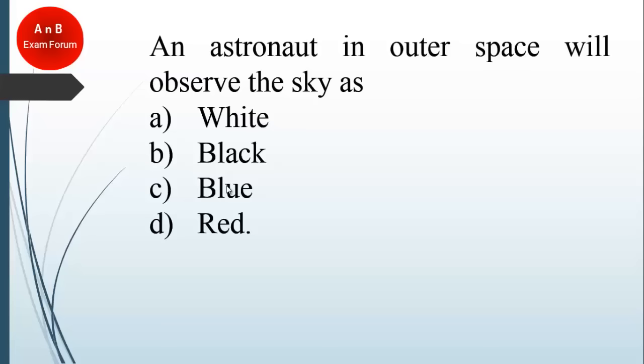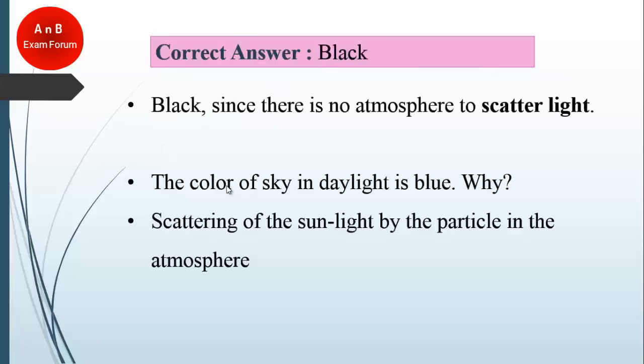An astronaut in outer space will observe the sky as what? If I am an astronaut standing in outer space, how will I observe the sky? The options are white, black, blue and red. Yes, the correct answer is black. Why does it appear black?